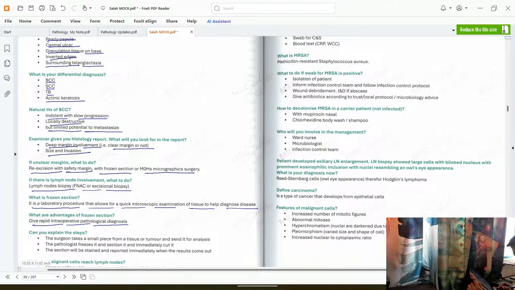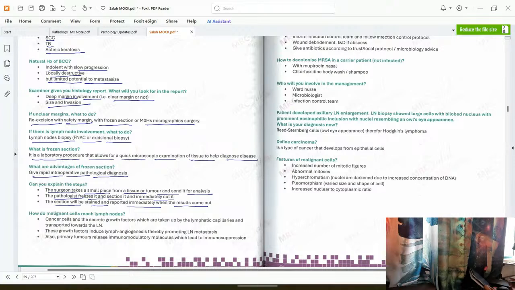Can you explain the steps? The surgeon takes a sample piece from the tissue or the tumor and sends it for analysis. The pathologist freezes it, sections it, and immediately cuts it. The section will be stained and reported immediately when the result comes out.